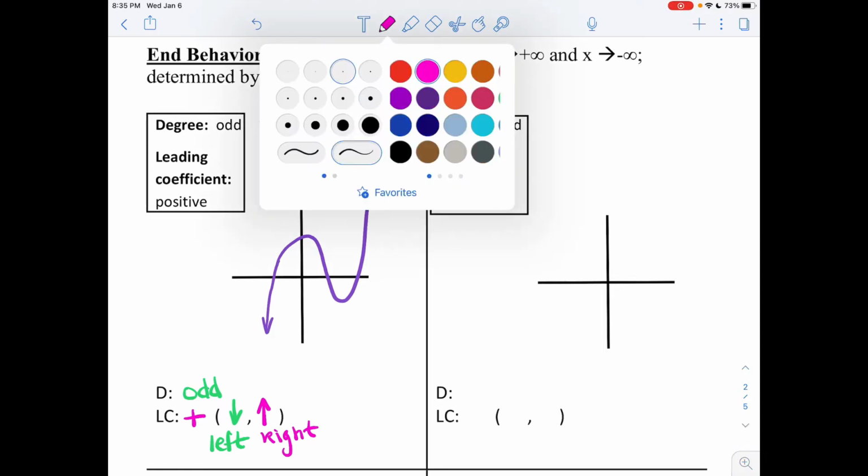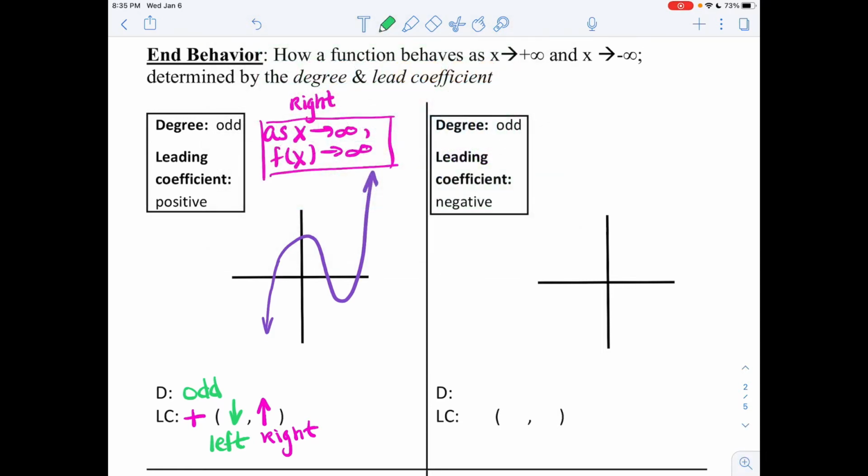So this is what's happening on the right-hand side. On the left-hand side, remember that that's opposite because we had an odd function. So over here on the left, I'm going to say that as x approaches negative infinity, because that's where x heads as we go to the left, f of x, our function, is going to be going down towards negative infinity as well. So that's what's happening on the left and the right of that function.